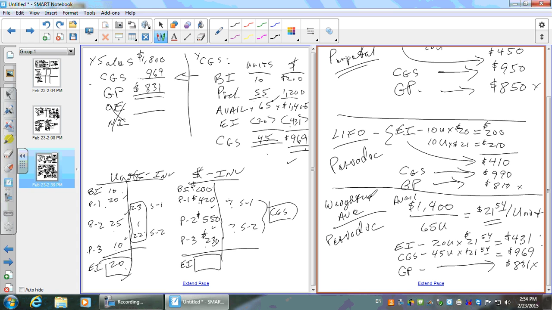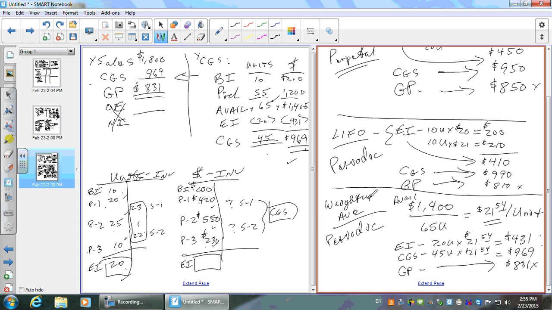Okay? It won't work. If I need a shortcut, I cannot get it. It's pretty quick to do this, really. You know what you're doing, it's not bad. Okay, so what do we have left? Perpetual FIFO and periodic FIFO are the same, right? So what do we have left?